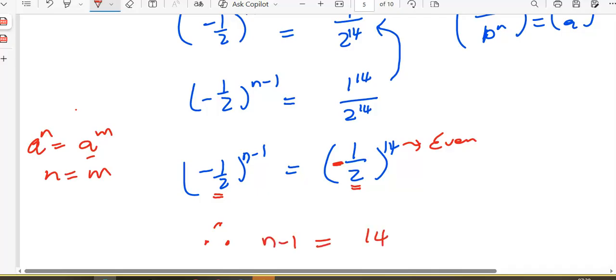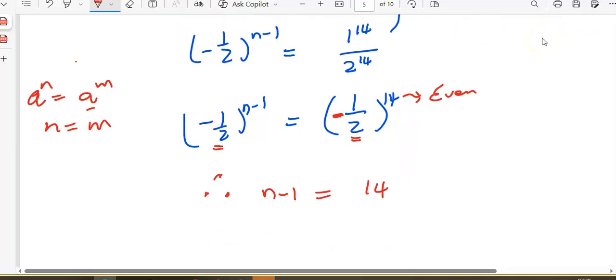You see, you just have to be creative. Enjoy maths. You just have to enjoy what you are doing. Move the 1 to the other side, then what is n equal to? n will be equal to 15. And that's how you solve this problem.